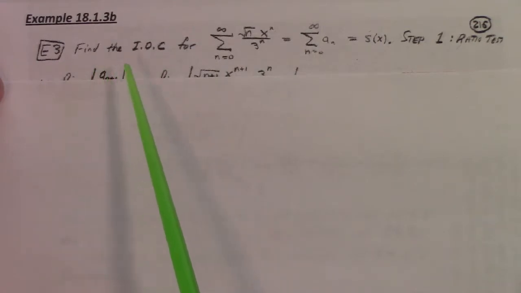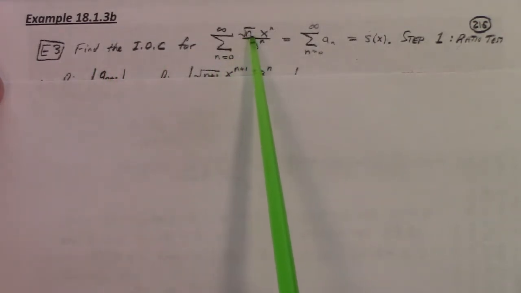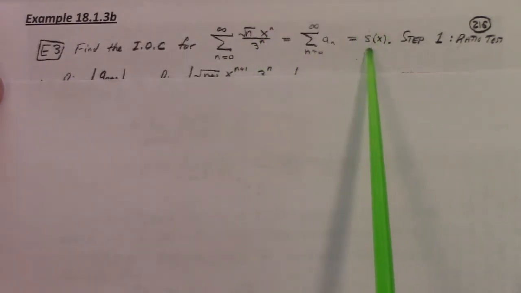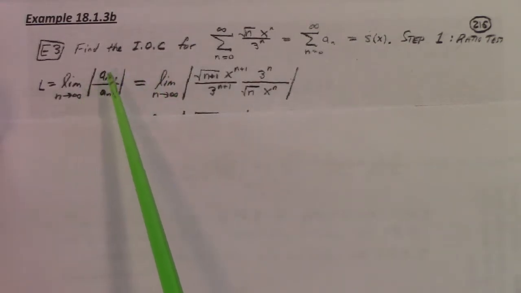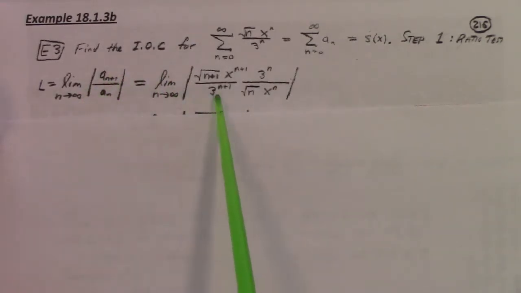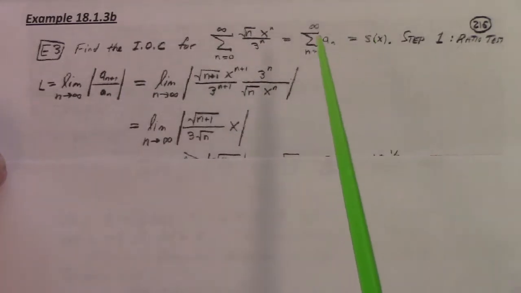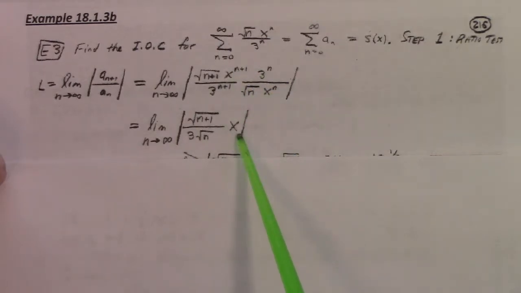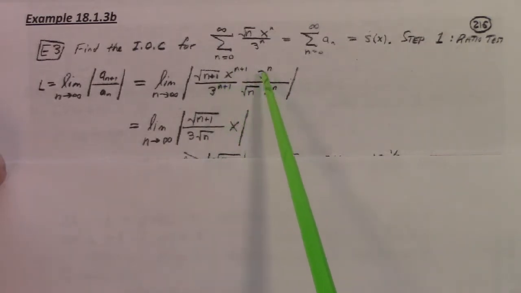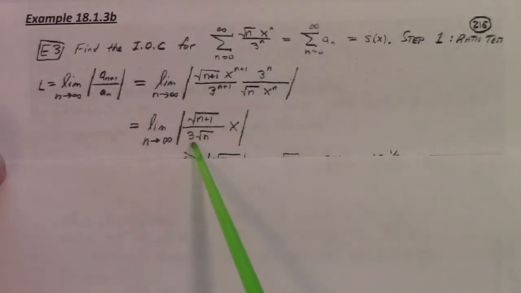Anyway, example 3. So we have the sum from n equals 0 to infinity of square root of n times x to the n over 3 to the n. So I'm going to say this is the series at x. So I take the limit as n goes to infinity of a sub n plus 1 over a sub n. I get this. And then doing some algebra, I have x to the n plus 1 and x to the n, which just leaves me an x here. And the 3 to the n plus 1 and 3 to the n simplify to 3.